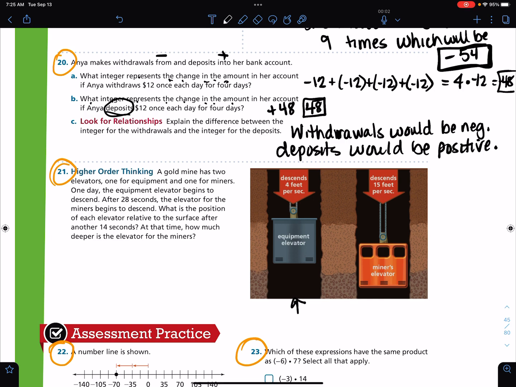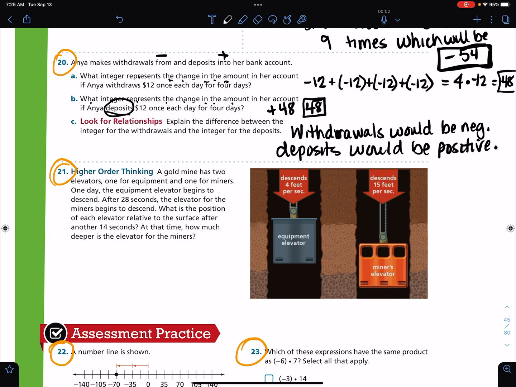After 28 seconds, the elevator for the miners begins to descend. What is the position of each elevator relative to the surface after another 14 seconds? Oh, that is some work. Okay. So, let's deal first with the equipment elevator. So the equipment elevator begins to descend.